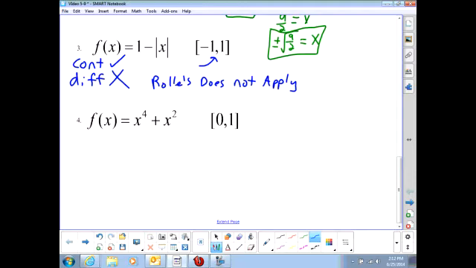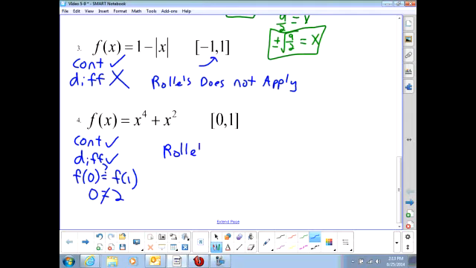Looking at number 4, we've got a polynomial, so it's continuous and differentiable. And we need to check, does f of 0 equal f of 1? Well, when you put in 0, we get back 0. When you put in 1, we get 1 plus 1, which is 2. Those are not equal, so therefore, again, we get one where Rolle's does not apply. So these last two show that it's important you have to check your initial conditions first to see if you can even do Rolle's theorem.